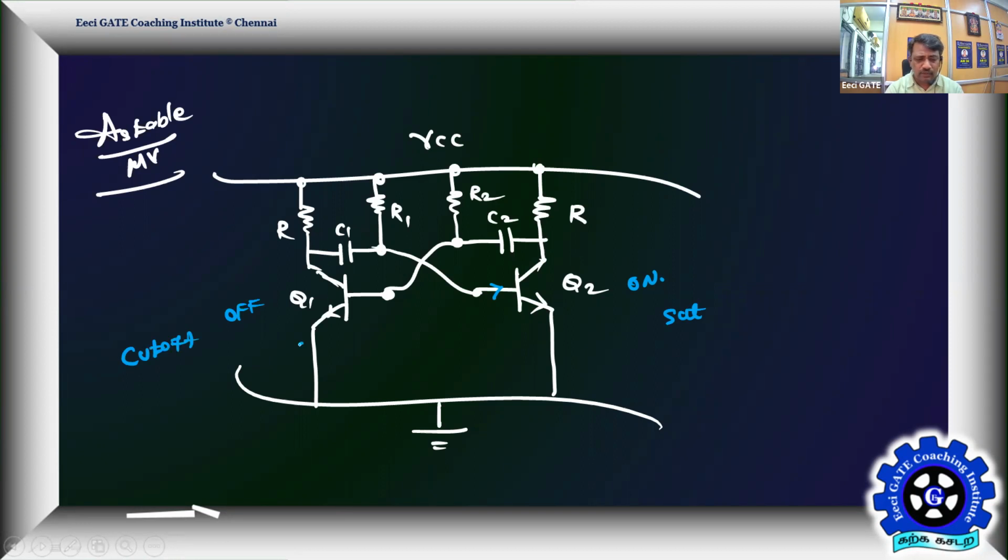Cutoff means there is no current in it, and no collector current as well. So there is no current in this path, and no current in this path. That means no collector current in Q1, but there is a current in the base of Q2. There is a current here, and here. Then this potential, for example, you can take roughly around 0.7 or 0.6. So this point is going to be 0.7, and there will be a current in R1 and a current in R. So it is going to charge this way.